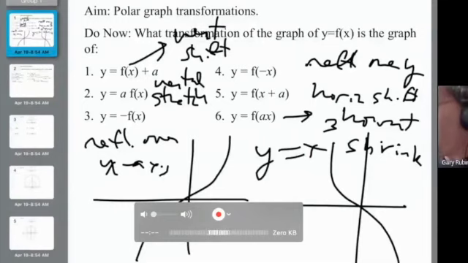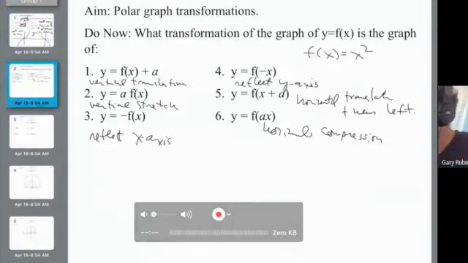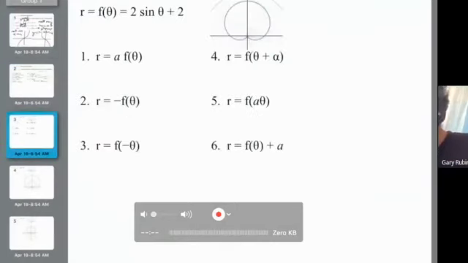Now, what happens when we do this with a polar graph? Here I have the same 6 things, and here I call it f of theta instead of r equals f of theta equals 2 sine theta plus 2. So I have the same 6 things happening, but what do you think that does to the graph of a polar graph?